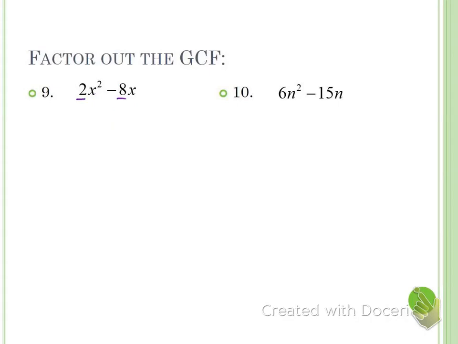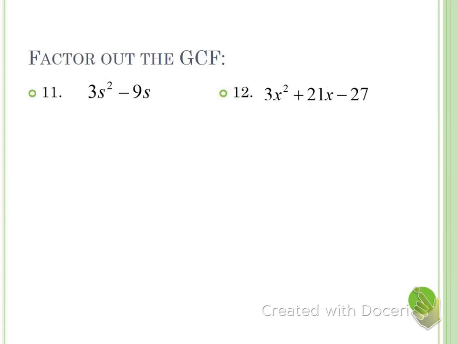Quicker still. Biggest number that will divide into 2 and 8. That's 2. The x's that they have in common, just one x. So now divide 2x by 2x. 2 divided by 2 is 1. You take an x out of x squared, and you're left with 1. 8 divided by 2 is negative 4. The x's divide out, so we get 2x times x minus 4. Starting to get the hang of it?